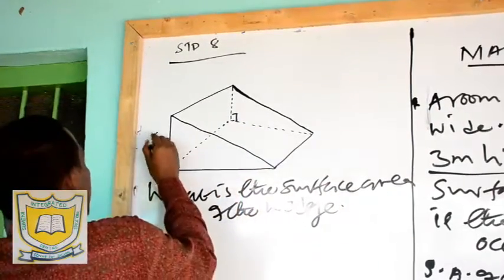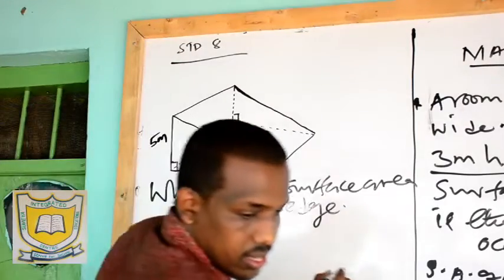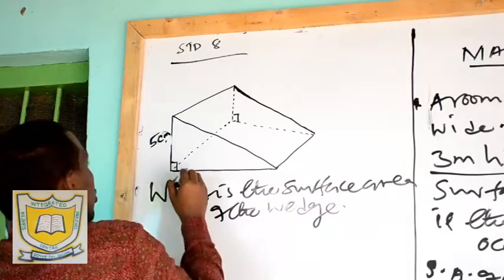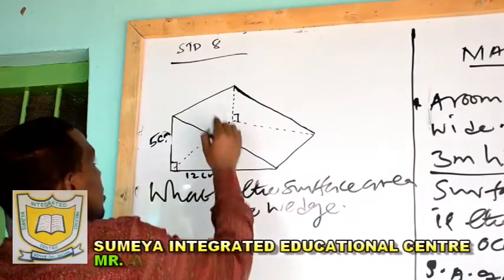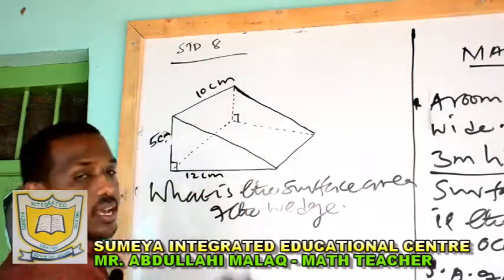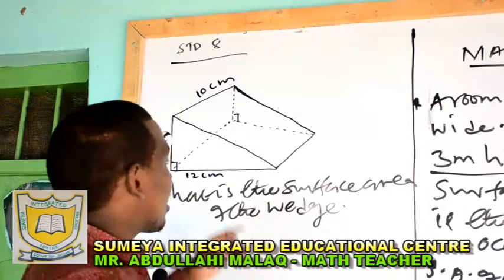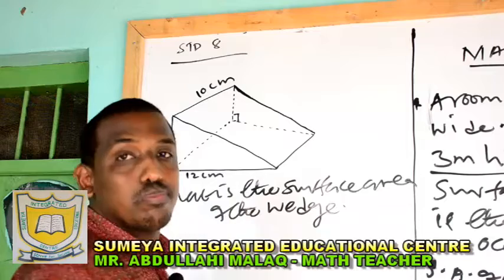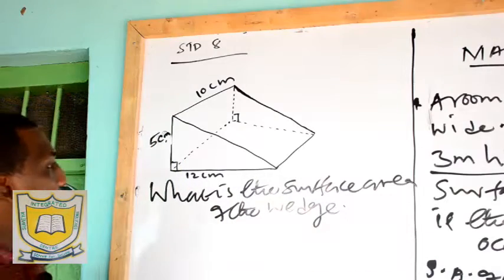Here you are told it is 5 centimeters, 12 centimeters. Then here you are given 10 centimeters. Now you are told to find the surface area of this. This one is a triangular prism. It's called a triangular prism.